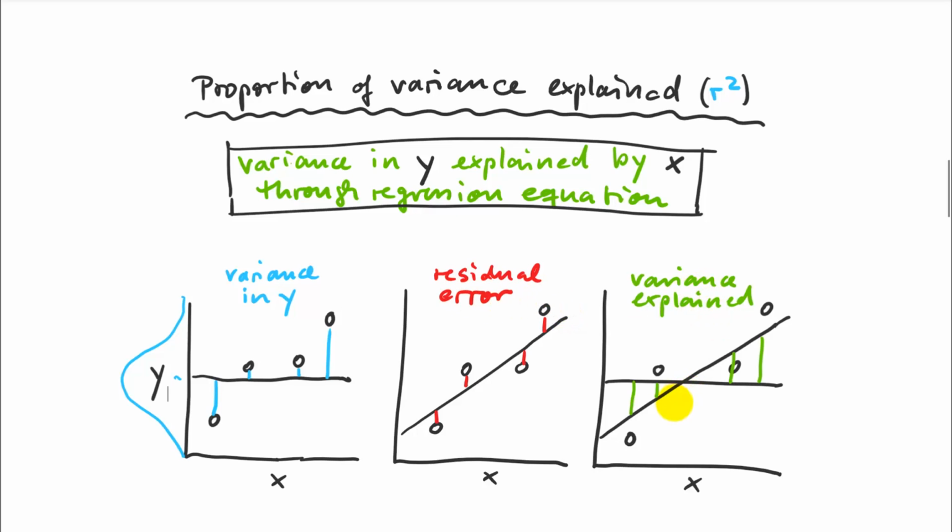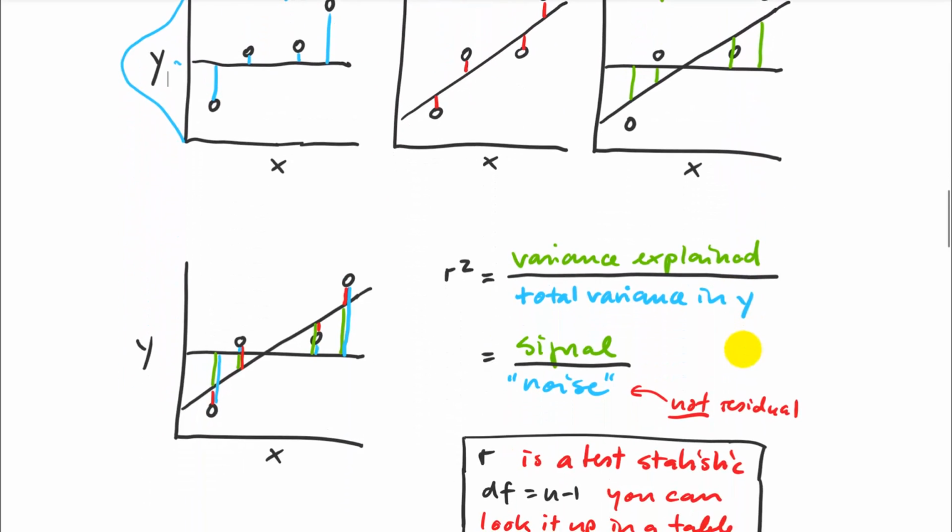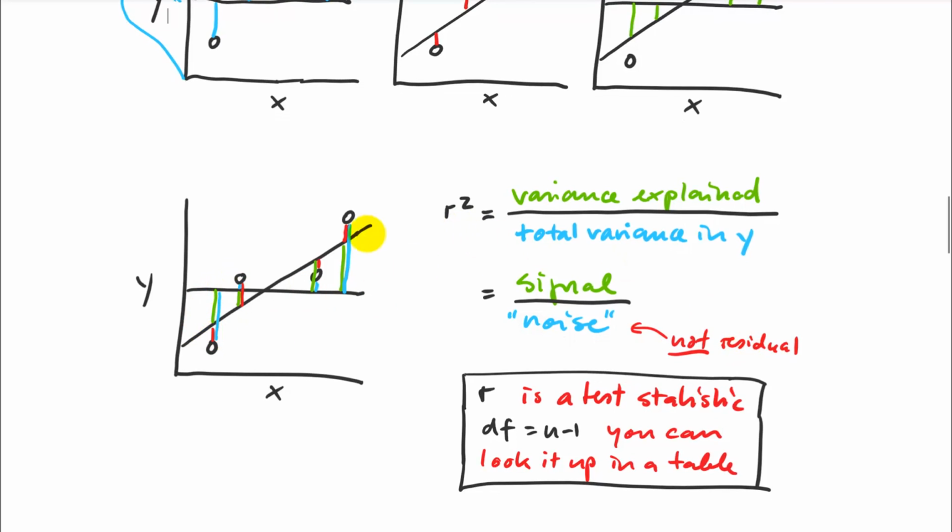And then the variance explained, that is actually the difference between the regression line and the mean of y. So I indicated those in different colors here, and you can put them all on one graph if you want, and they all add up. So you can now calculate proportions. So the r square value is actually the variance explained divided by the total variance in y. So it's a proportion of the variance explained, the green ones, over the total variance in y.